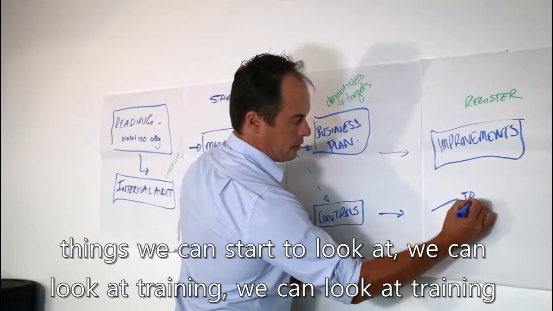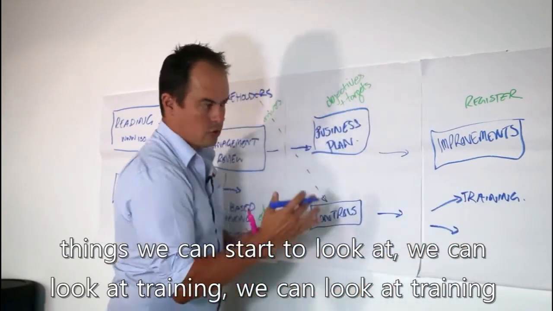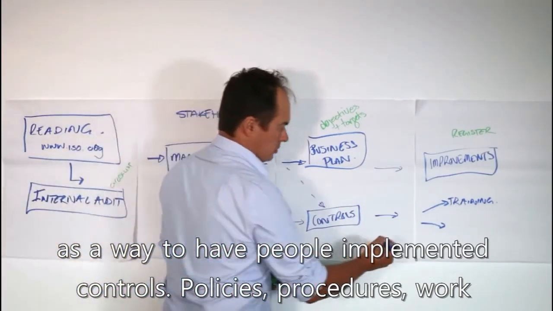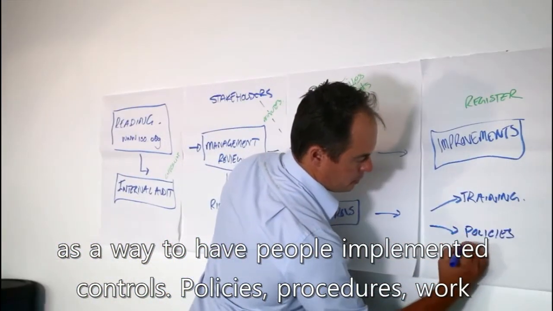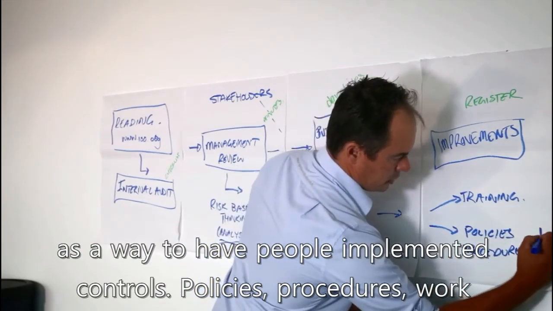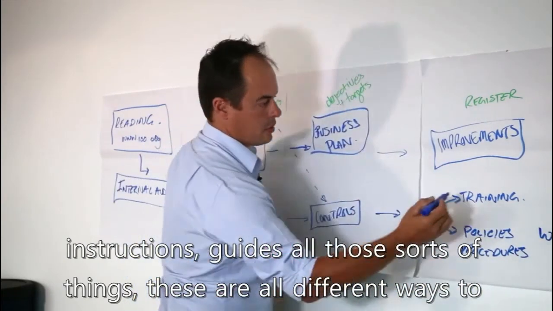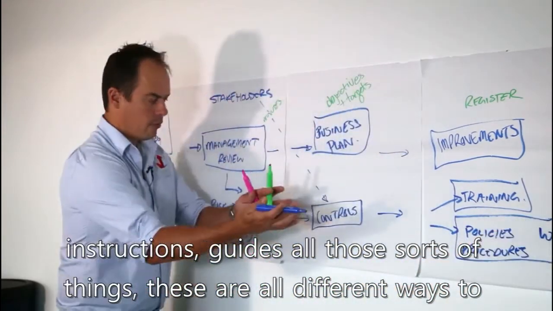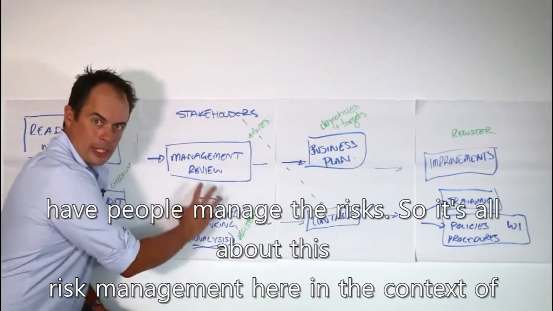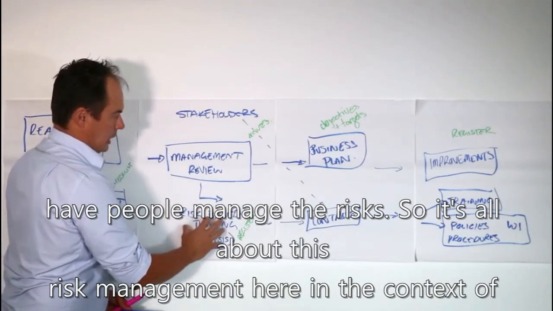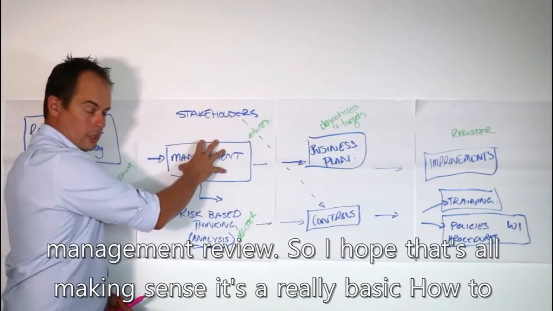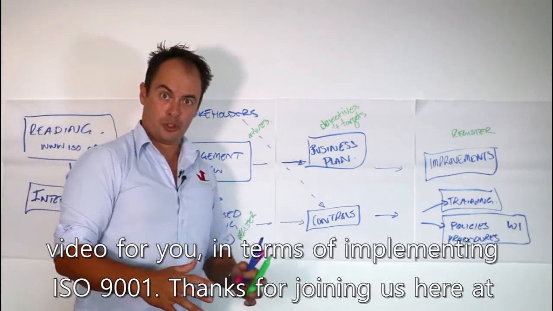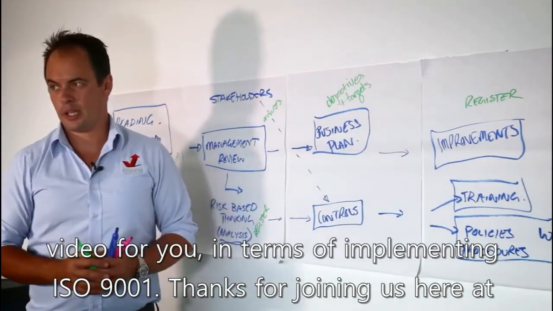We can look at training as a way to have people implement the controls. Policies, procedures, work instructions, guides, all those sorts of things. These are all different ways to have people manage the risks. So it's all about this risk management here in the context of management review. So I hope that's all making sense. It's a really basic how-to video for you in terms of implementing ISO 9001.